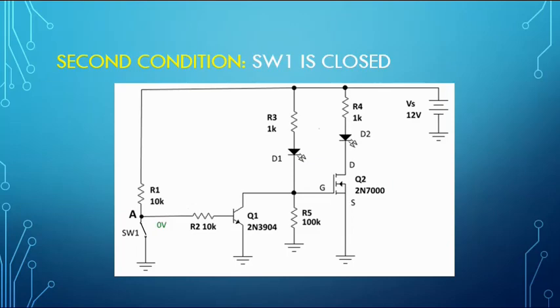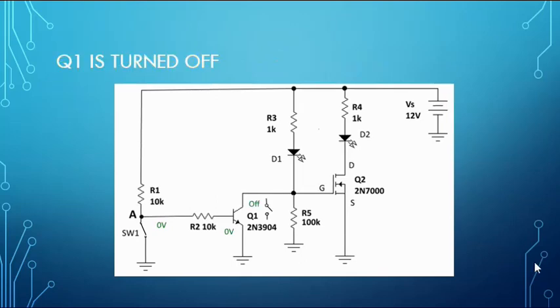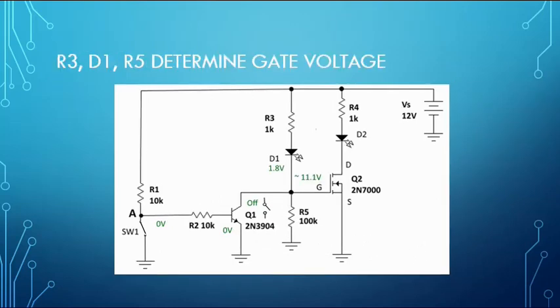So let's take a look at the second condition, when switch 1 is closed. I've closed switch 1, which means we've grounded point A, so now we get 0 volts here. If we have 0 volts here, there's no current flowing, and we're going to get 0 volts at Q1. Q1 gets 0 volts, which means that Q1 is going to be turned off and acting like an open switch. R3, D1, and R5 determine the gate voltage. Because Q1 is acting as an open switch, it's like it's not even in the picture. So we'll just look at these three devices, and they're in a series circuit.